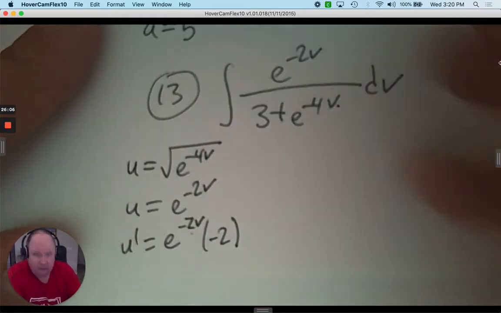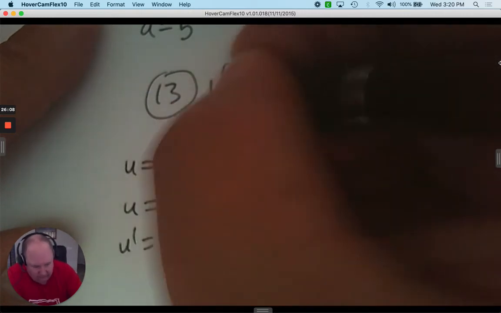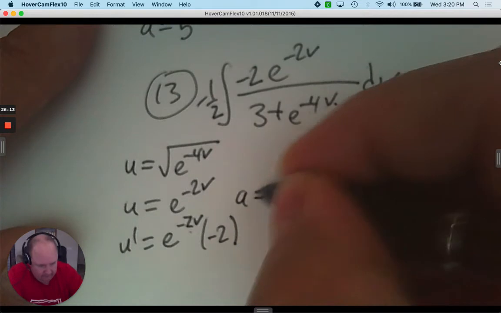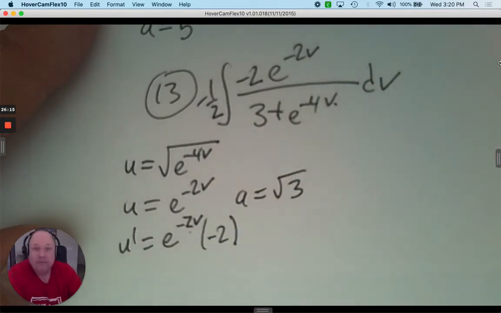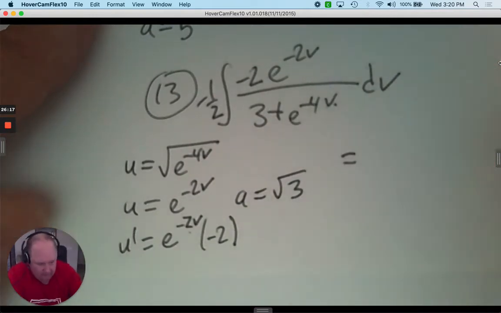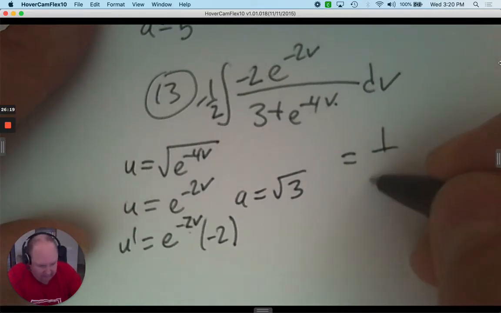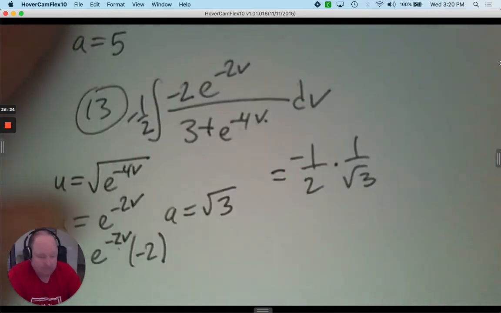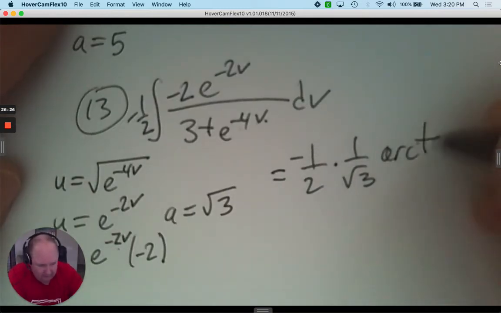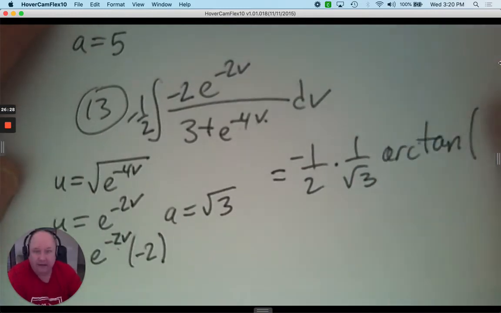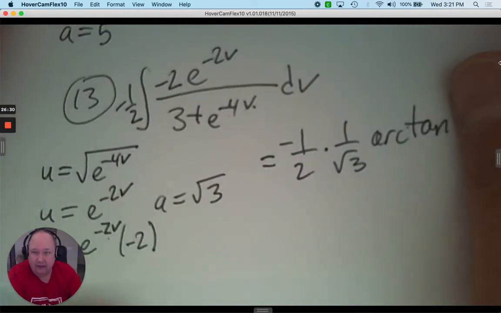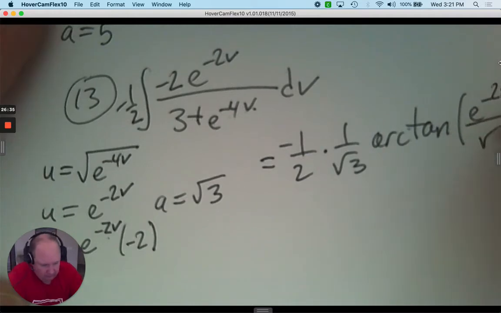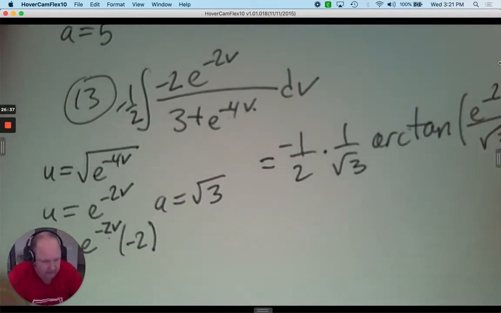So if I look here, this should be a negative 2, which makes this negative a half. A is the square root of 3. And now we can write the answer. So the answer starts with 1 over a. Actually, it starts with negative a half, and then 1 over a. And then it's arctan, and then inside is u over a. So it's e to the negative 2v over a, which is root 3. And then the constant.